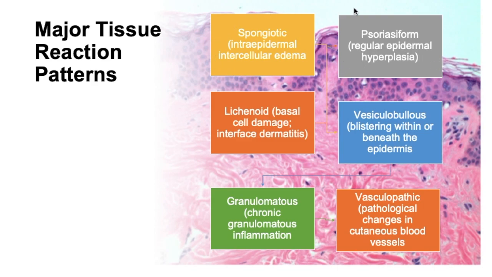we said those are mainly epidermal reaction patterns, and then dermal epidermal reaction patterns. Those are lichenoid and vesiculobullous. And today and next week we'll cover the dermal major reaction patterns. Those are the granulomatous and vasculopathic. So granulomatous and vasculopathic, because they are dermal reaction patterns, most of these lesions, if not all of them, the epidermis will be involved.